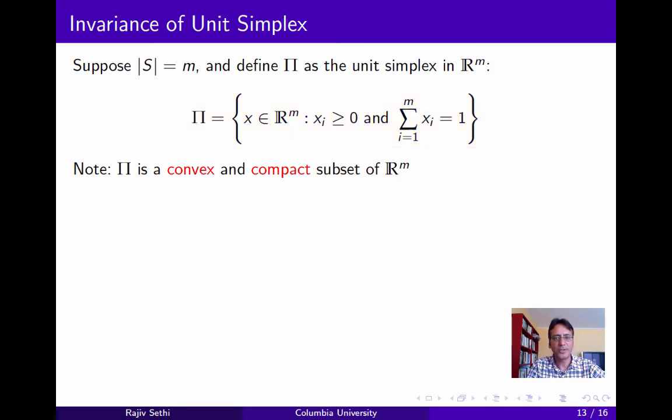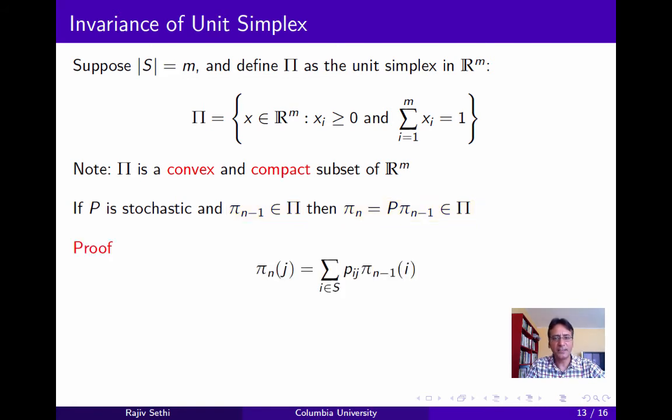This will allow us to use Brouwer's fixed point theorem to establish the existence of a rest point of the dynamics. Now we need to verify that if you start off with a point in this unit simplex, then the image of that point also lies in the unit simplex. And this can be seen easily based on the fact that P is a stochastic matrix.